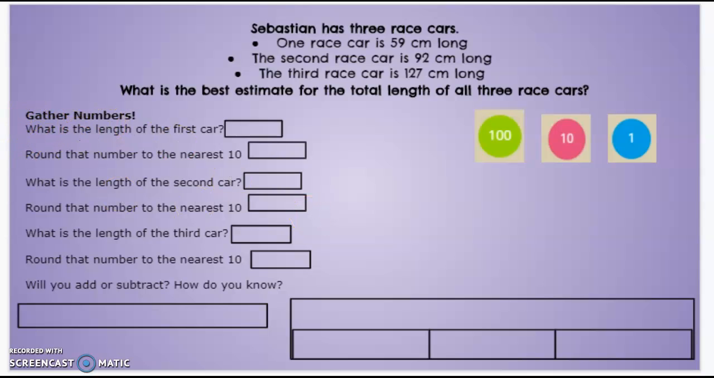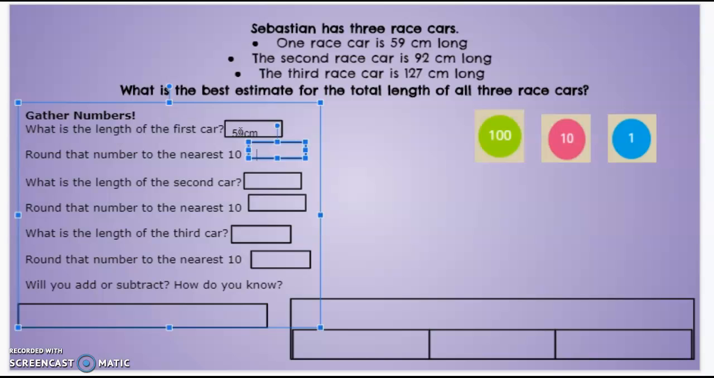Okay, so then let's gather our numbers. Let's put our information together. What is the length of the first car? The first car has a length of 59 centimeters. And I'm going to round that number to the nearest 10. So 59 rounded to the nearest 10, I would look at my tens place value, which is what we're rounding to. So I'm going to look at my ones place value to help me determine if we're going to round up or round down.